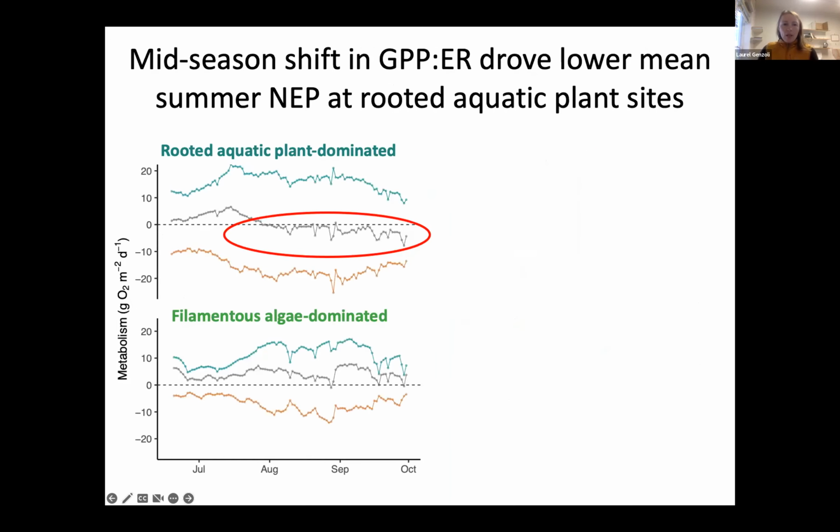And I started looking at the time series of the data here. And so these are two plots of daily primary production, which is shown as positive numbers in blue, ecosystem respiration shown as negative numbers in brown, and then this gray line is the balance between production and respiration. And at these sites with rooted aquatic plant dominance, we see this mid-season shift where initially you have positive rates of net ecosystem production, but they shift negative later in the summer. Whereas at filamentous algae dominated sites, we have positive net ecosystem production being maintained throughout the summer.